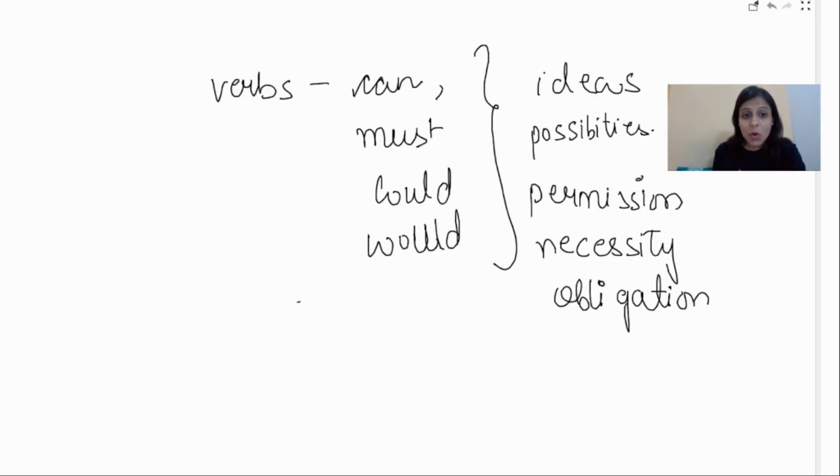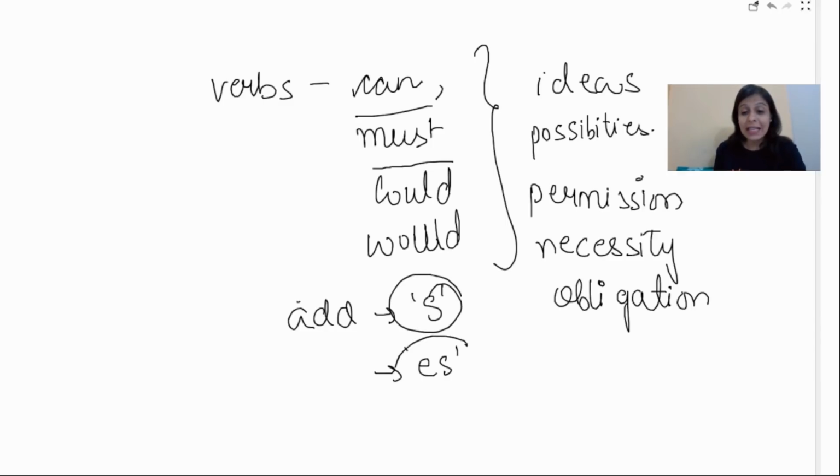These verbs don't add something that is known as S or ES, by which it's very easy to remember. For example, I don't say I cans eat. I don't say I musts eat. So that means we don't have S and ES, simple form the way it is. You just have to remember where do they fit in and how. What is the basic rule behind them?